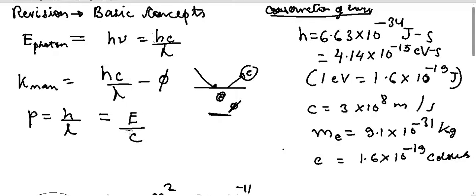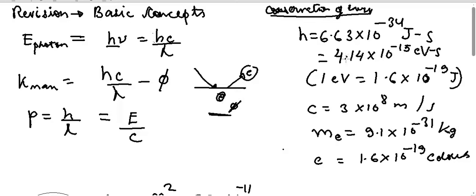Now just to define the numerical value of Planck's constant and the speed of light. We know these things, but just for a revision, Planck's constant is 6.63 into 10 to the power minus 34 joule second. Joule second can be converted in terms of electron volt second, and h in terms of the unit electron volt second is 4.14 into 10 to the power minus 15.